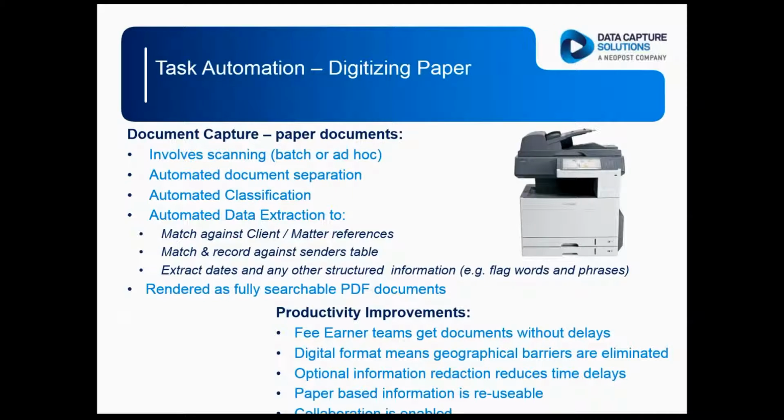Productivity improvements, well, fee earners teams get documents without delays. So in the time that it takes to wheel physical documents around a larger firm, medium to large scale firm, they can be scanned, auto-indexed, and uploaded to case management. If the firm is distributed, then obviously there's a much faster opportunity to do that. So we can eliminate geographical barriers with this method, even if the paper is received at a branch level or local level. We can scan it there, upload it to a central data system, have the information extracted, the document classified, and then made available to the case management system for any fee earner, irrespective of where they're based, to collaborate and participate. We can also redact information along the way.